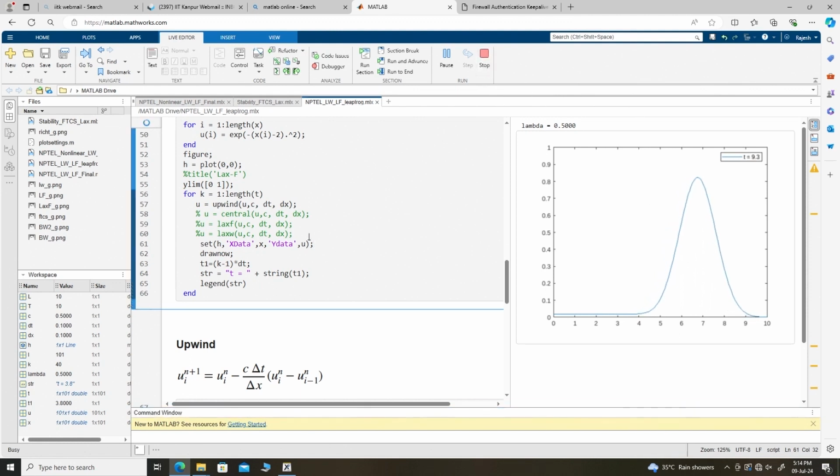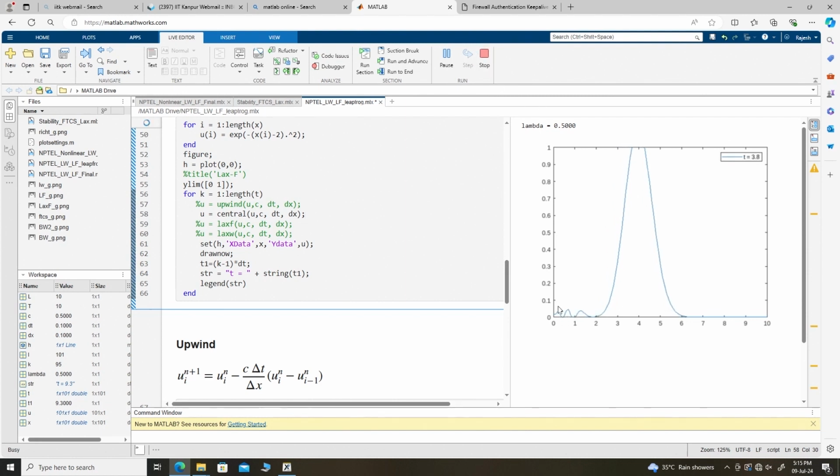Now let us try some other scheme. Let us try the central scheme. We know the central scheme is not stable, but still let us see how it behaves. You can see that now it is going above, and these wiggles have started coming. I have limited the y limit to 0 to 1. I'll just change the limit and show it to you.